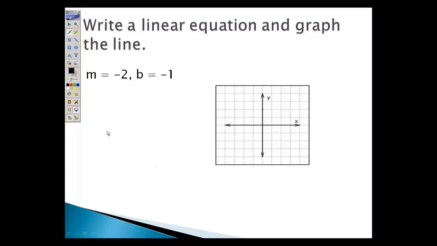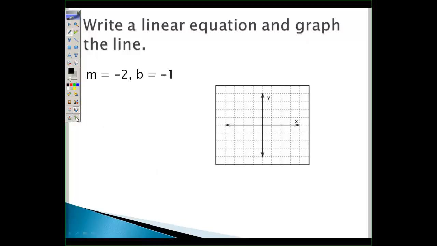So let's do one more just to get the good practice in. Let's say y equals mx plus b. If I want to write the equation, I can say, okay, y equals m is -2, x and b is -1, so I'm going to go ahead and put -1. I have my equation. That part is done. However, I still need to graph it. Once again, I'm going to start at my y-intercept. I can see it right in the equation. My b value is at -1.